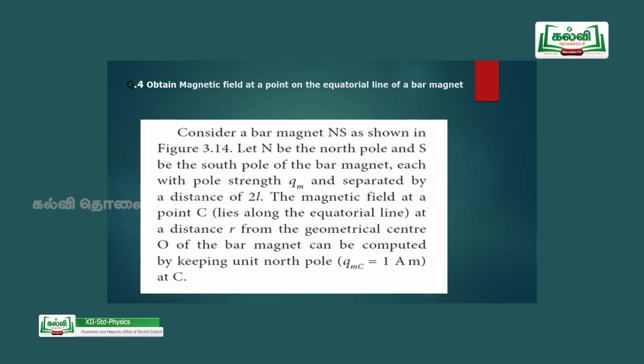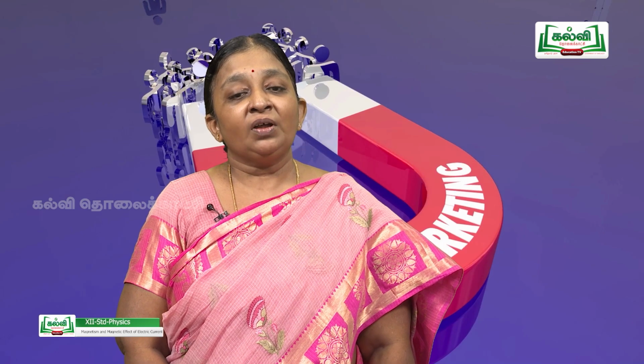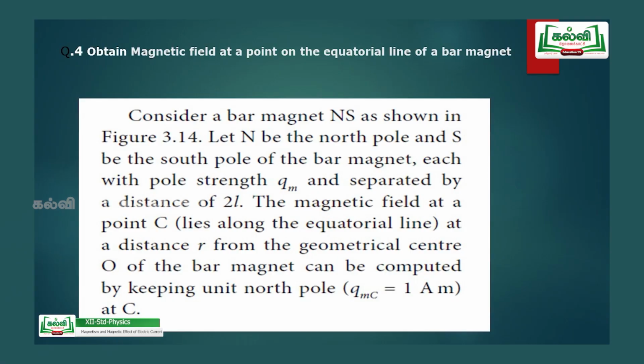Now the next question we are going to discuss is: calculate the magnetic field at a point on the equatorial line of a bar magnet. Already we discussed the magnetic field at a point on the axial line of a bar magnet. This is along the equatorial line of a bar magnet. Equatorial means perpendicular to the magnet, that is, from the center of the magnet we are going to take one point. At any point we are going to consider, and at that point we are going to calculate the magnetic field. So here also the magnetic length, the length of the bar magnet, will be the same, and the north pole and south pole pole strength is Qm.